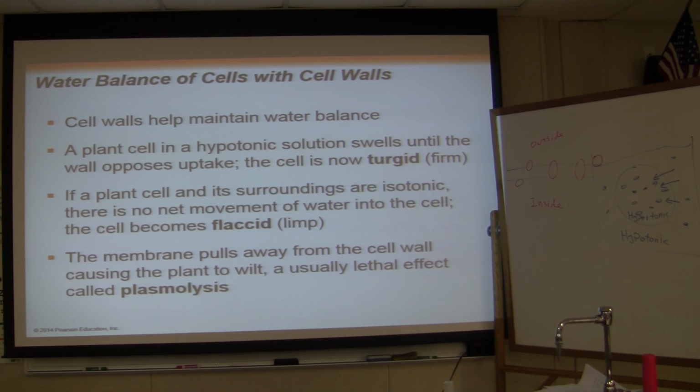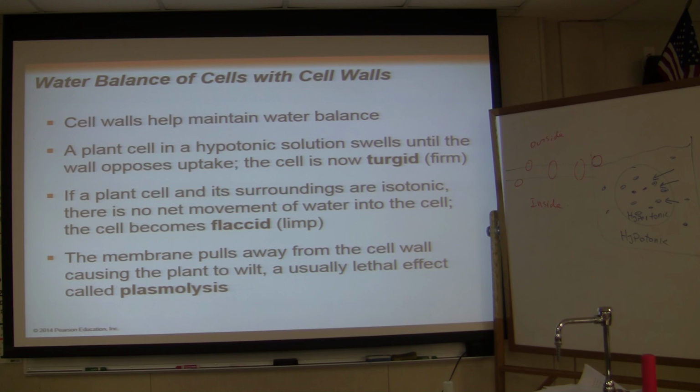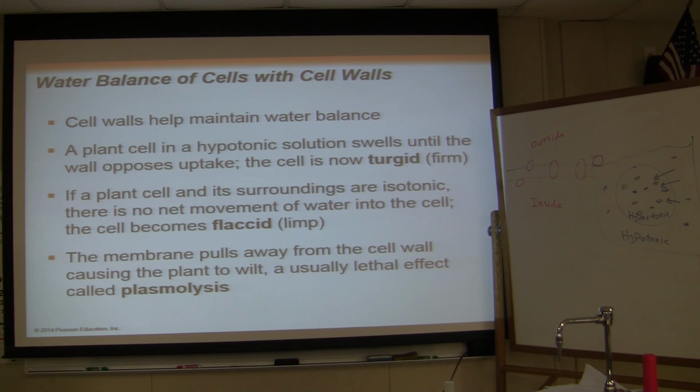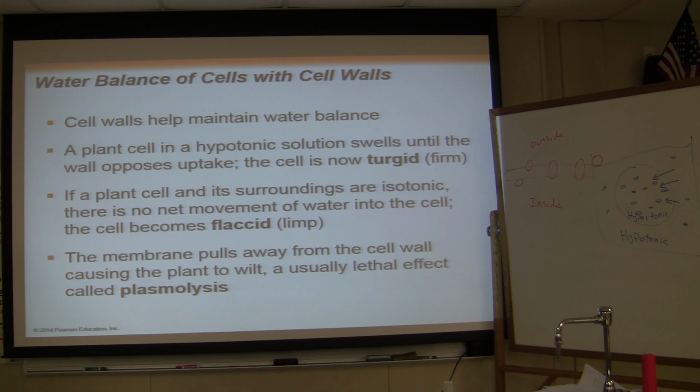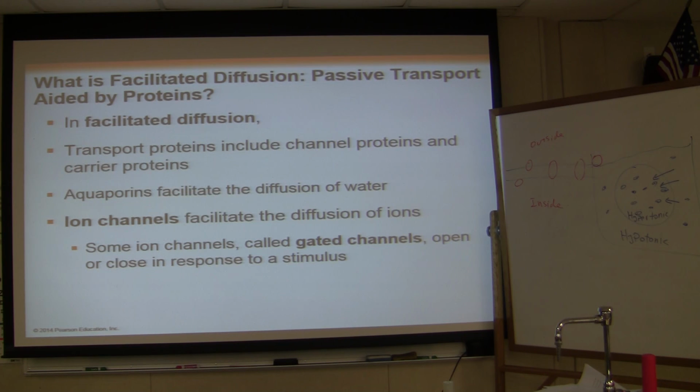Water balance of cells with cell walls. Cell walls help maintain water balance. A plant cell in a hypotonic solution swells until the wall opposes uptake. The cell will now be turgid, firm, as you saw in the video. If a plant cell and its surroundings are isotonic, there is no net movement of water into the cell. The cell becomes flaccid, becomes limp. Okay, and then the membrane pulls away from the cell wall, causing the plant to wilt, and a usually lethal effect of plasmolysis. It's called that when you add salt solution, which you've done.